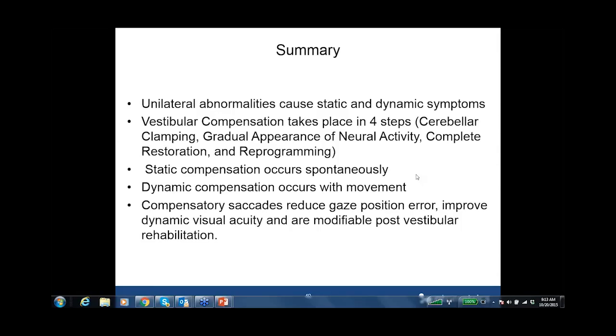So two more questions. One is VOR gain is 1 plus or minus 15 to 20%. The examples shown demonstrated a definite difference between the head and eye velocities. What would you consider a normal difference on the VHIT?